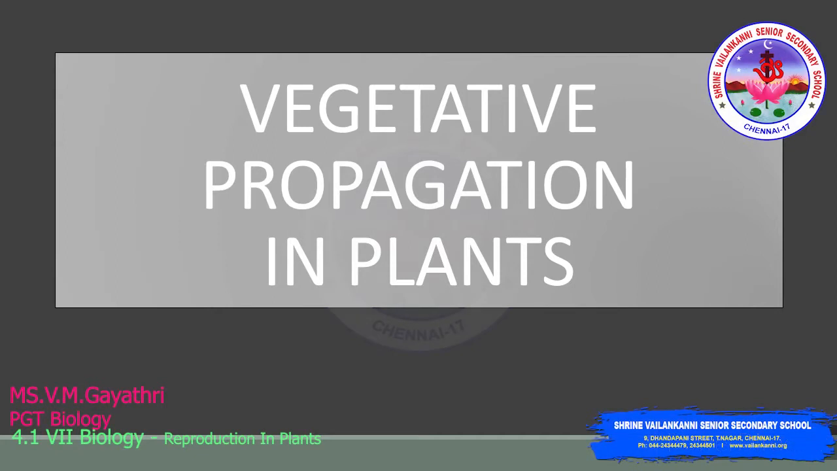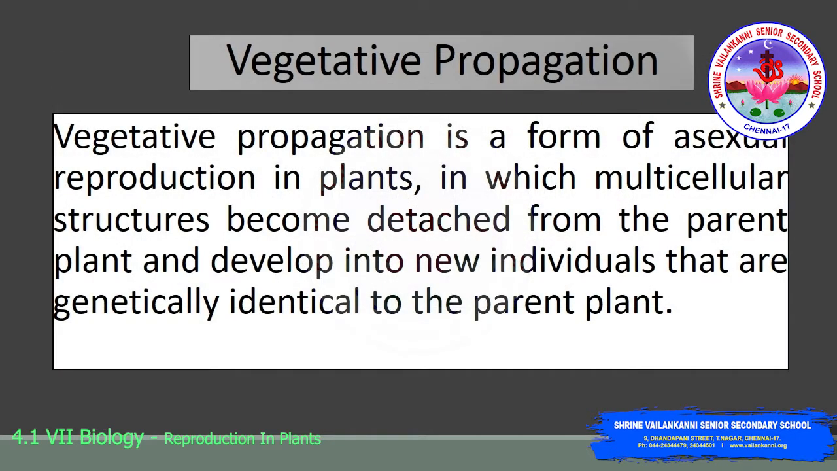Good morning, students. In the chapter Reproduction in Plants, the next topic that we will be studying today is vegetative propagation in plants. What is vegetative propagation? Vegetative propagation is a form of asexual reproduction in plants, in which multicellular structures become detached from the parent plant and develop into a new individual that is genetically identical to its parent plant.